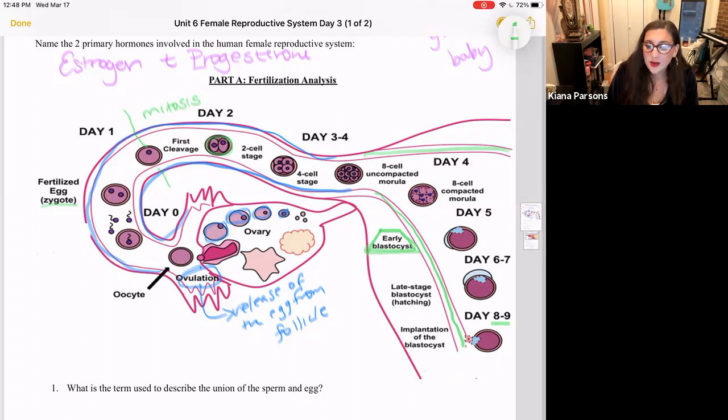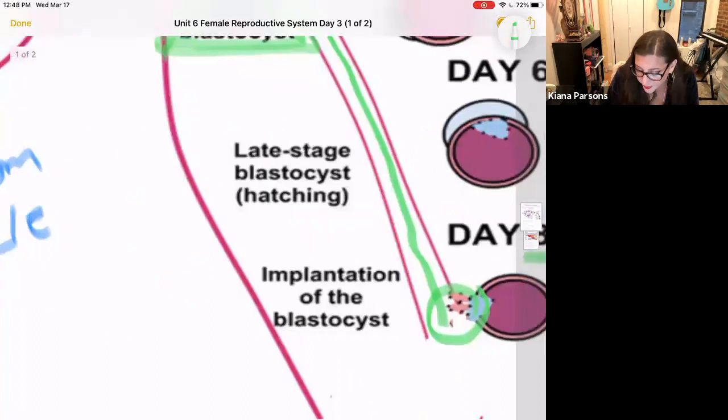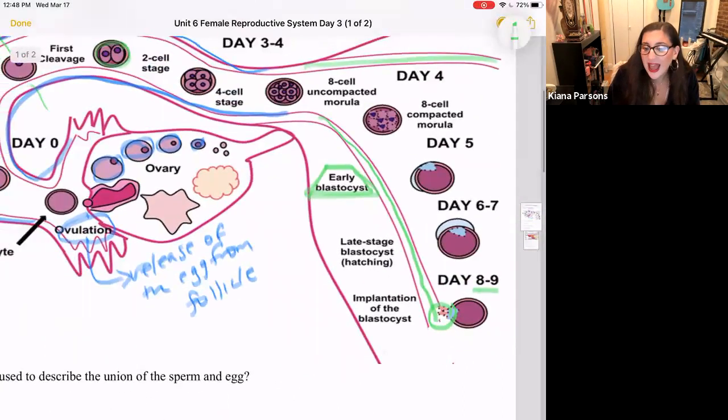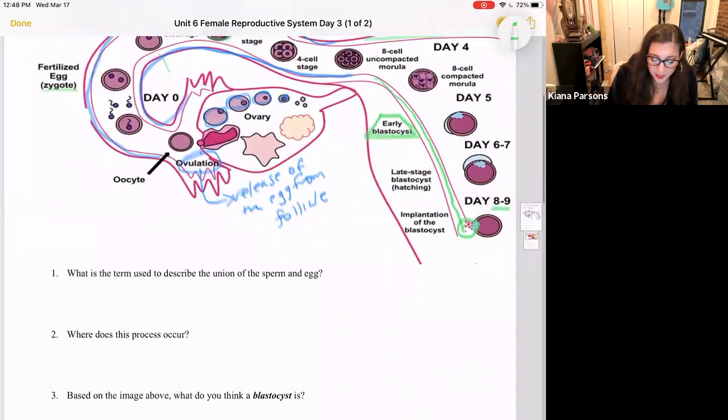And then once the blastocyst hatches out of this casing, we have it implanting. And this is, again, the raspberry looking thing implanting in the wall of the uterus. And that is the uterine lining or endometrium, which, if there was no fertilization, would be shed during menstruation. But we're talking about now a developing embryo. So this is after fertilization. What happens? How does the baby develop?